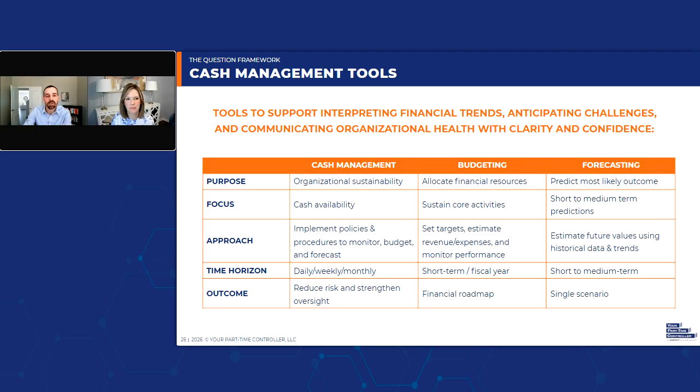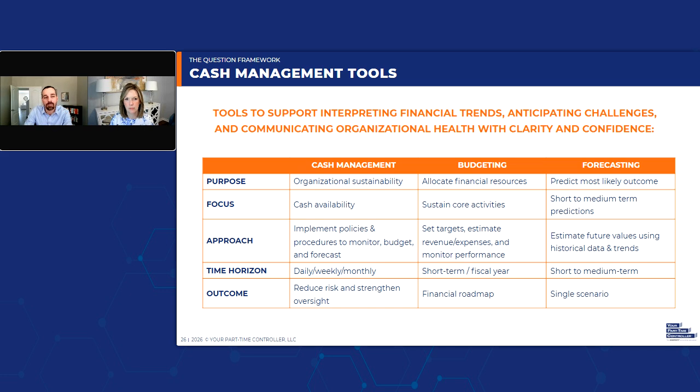So our next two areas are budgeting and forecasting. I want to take a moment to explain some of the differences between these three tools, which oftentimes people lump together. We have cash management, budgeting, and forecasting. They're related, but they answer different questions. This comparison table of the purpose, focus, approach, time horizon, and outcomes of each of these tools will help set us up for the next two areas.